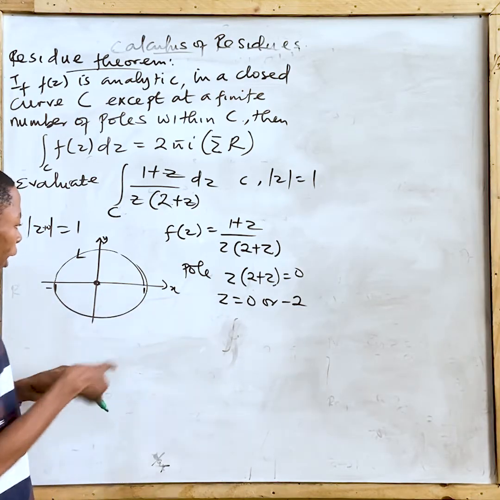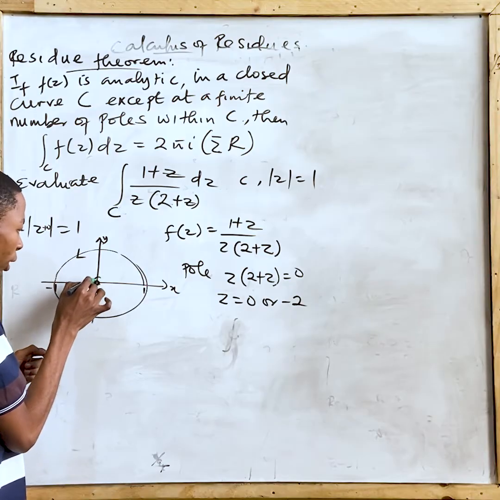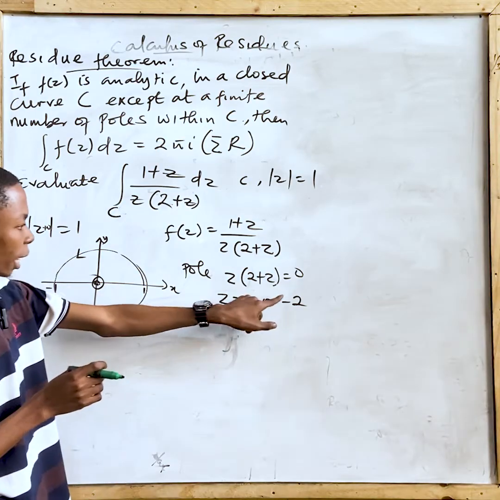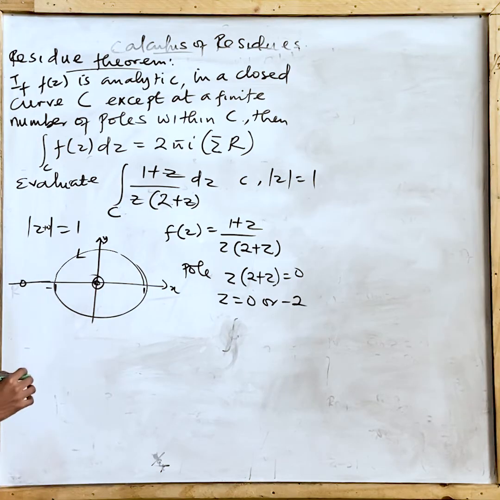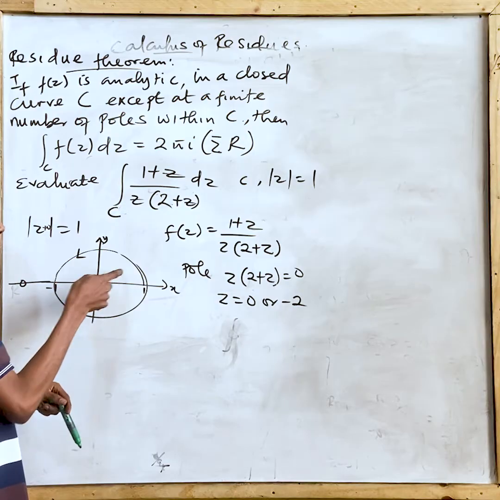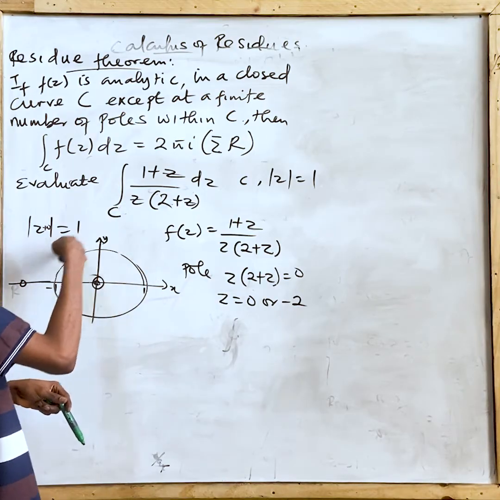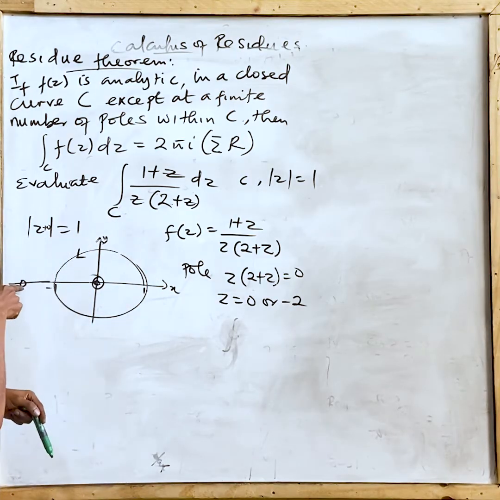Then you go back to the contour. You put 0. Where is z equals 0? This is z equals 0, this is one pole. Where is z equals minus 2? Minus 2 will be around this part. So what do you observe? You observe that only z equals 0 is within this curve C. z equals minus 2 is outside.